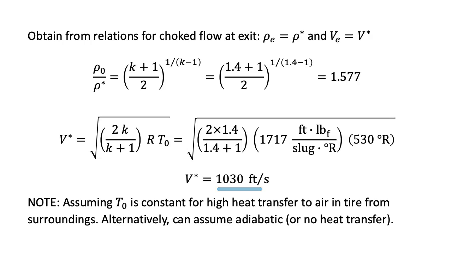Which is very fast. Note that the assumption of constant stagnation temperature corresponds to the limiting case where there is sufficient heat transfer between the air in the tire and the surroundings to maintain a constant temperature in the tire. Note that even though the temperature in the tire is constant, the exit temperature will be at the much lower critical temperature.